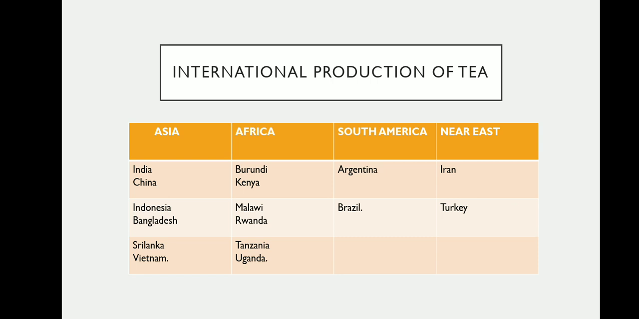In Asia, India, China, Indonesia, Bangladesh, Sri Lanka, and Vietnam are the major producers. In Africa, Burundi, Kenya, Malawi, Rwanda, Tanzania, and Uganda are the major producers. In South America, Argentina and Brazil are the major producers. In eastern countries, Iran and Turkey are the major producers.